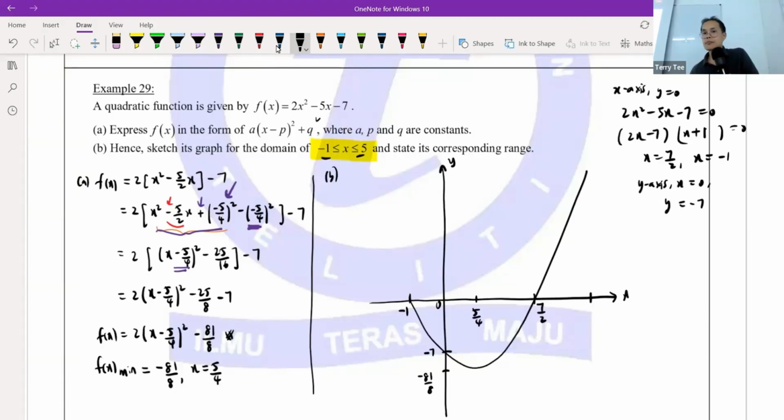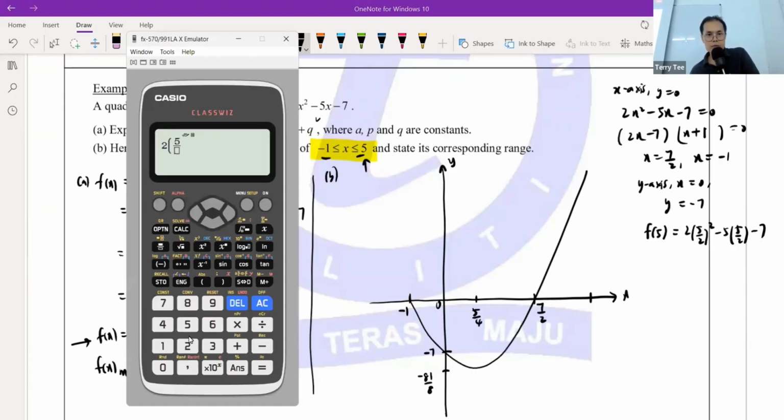Okay, what else? This is 5, right? We need to put 5 inside. When x equals 5, put 5 inside. Now, whether you want to put it inside the vertex form or your general form is fine, whichever. So this is 5/2 squared minus 7. Sorry, very ugly. Use your calculator. This will be 2 times (5/2) squared minus 5 times 5/2, then you minus 7. You should get -7.